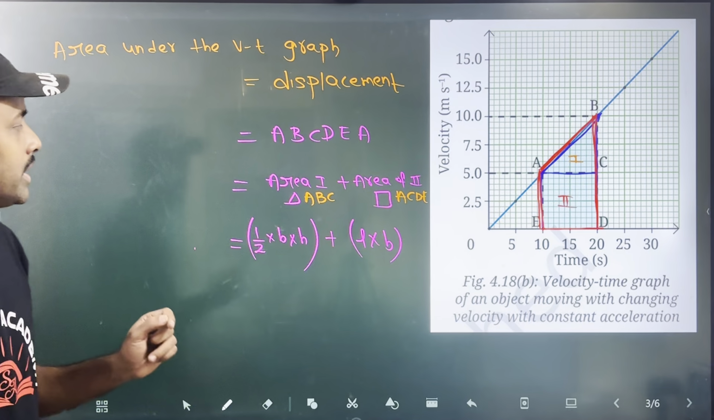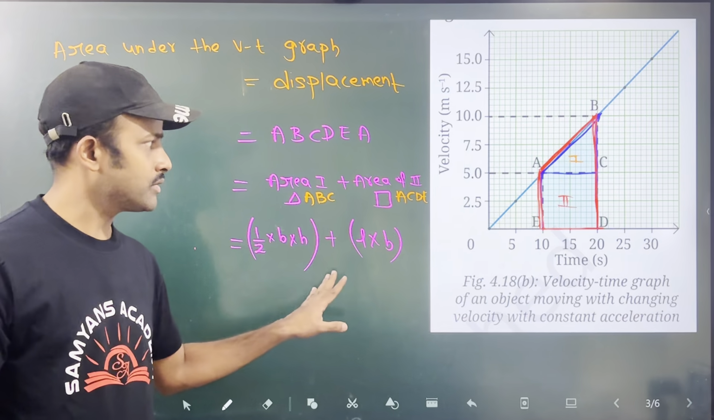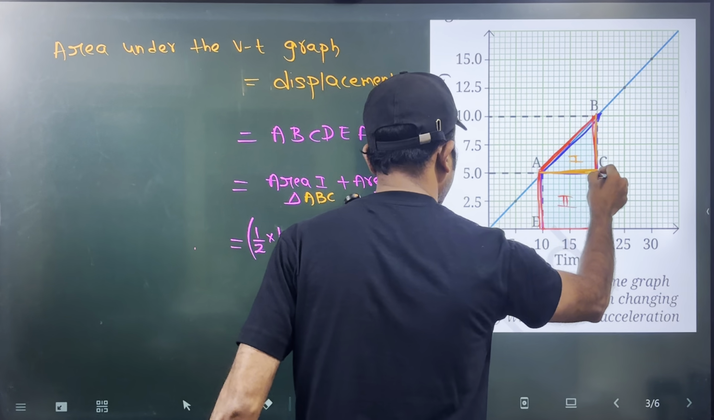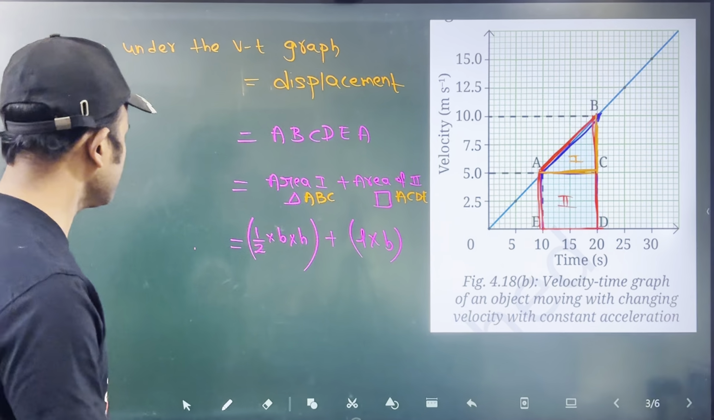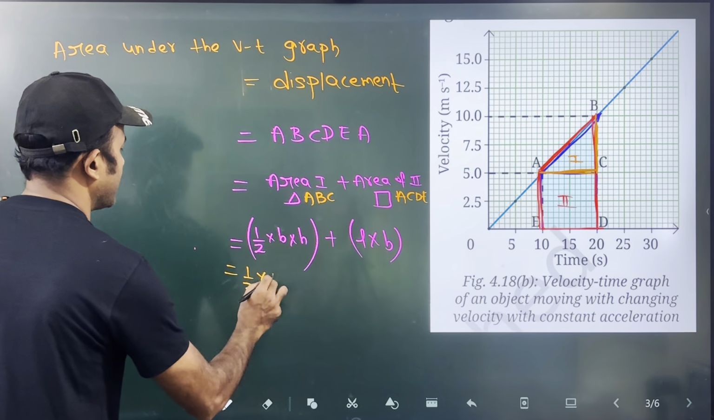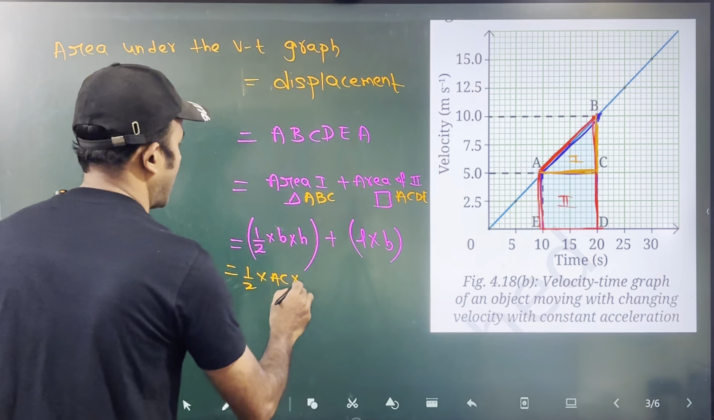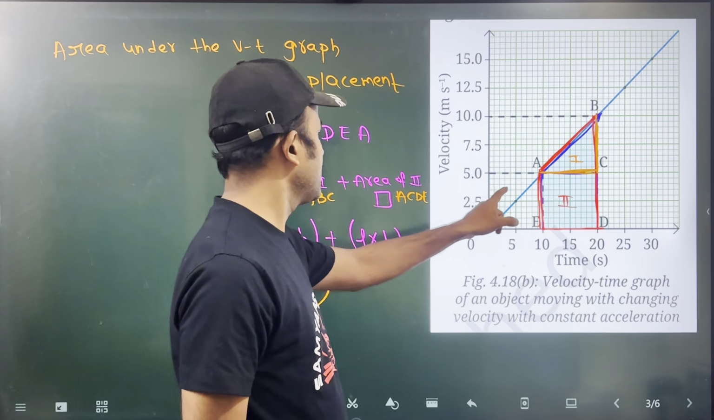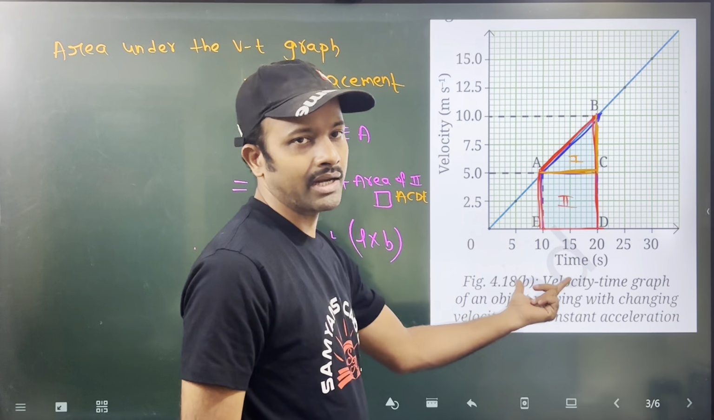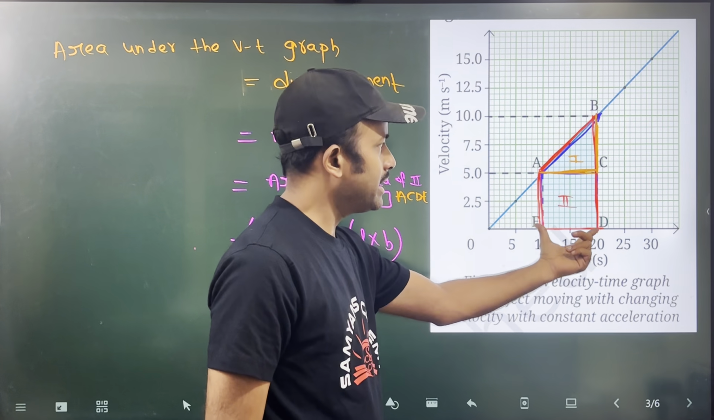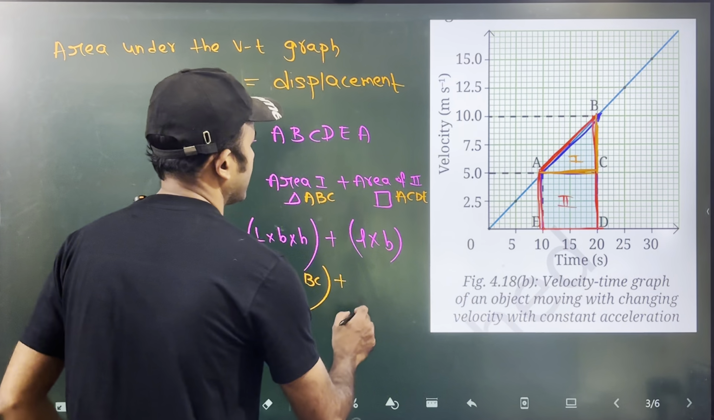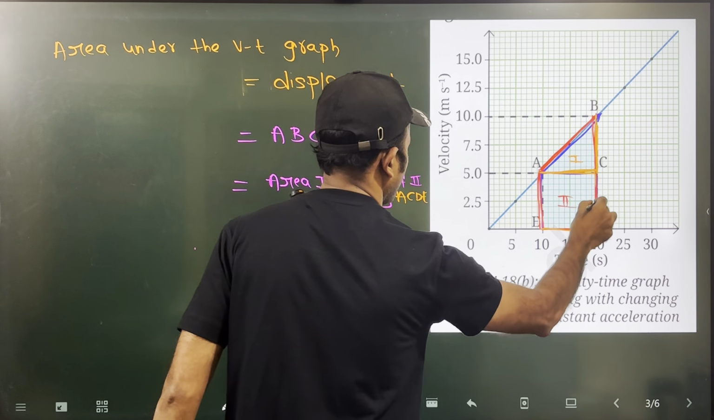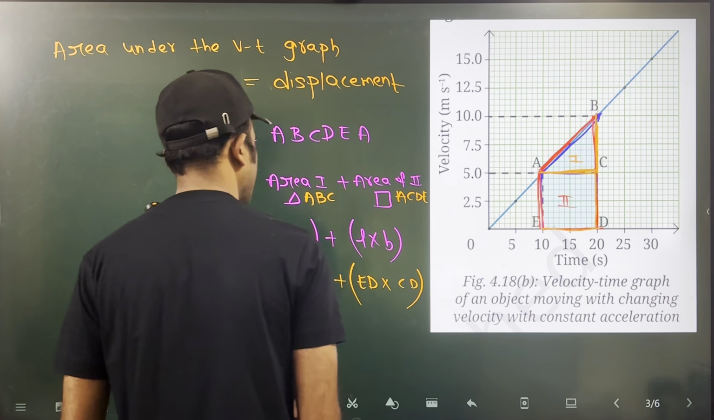Now what is the area of the triangle? That is half into base into height, right? When you consider the base as AC, the height we can take as BC. So half into AC into BC, plus the area of the rectangle ACDE, where you can take length and breadth. The length I am considering here is ED or AC, anything you can take. I am taking ED as the length, and the breadth is CD, so ED into CD.